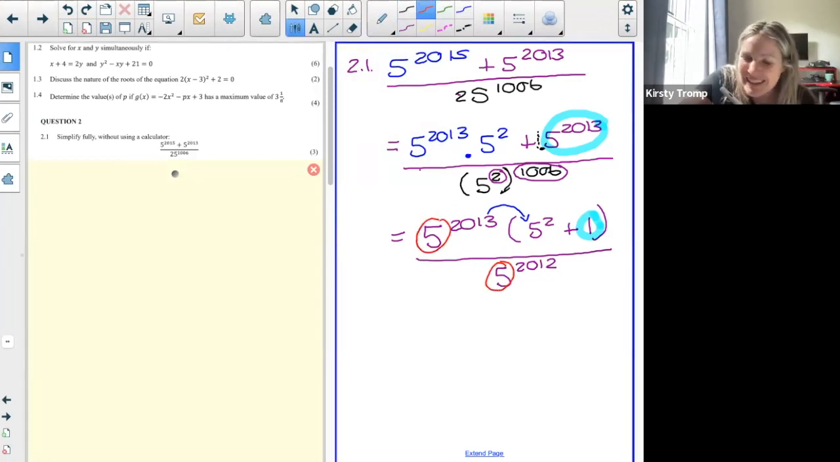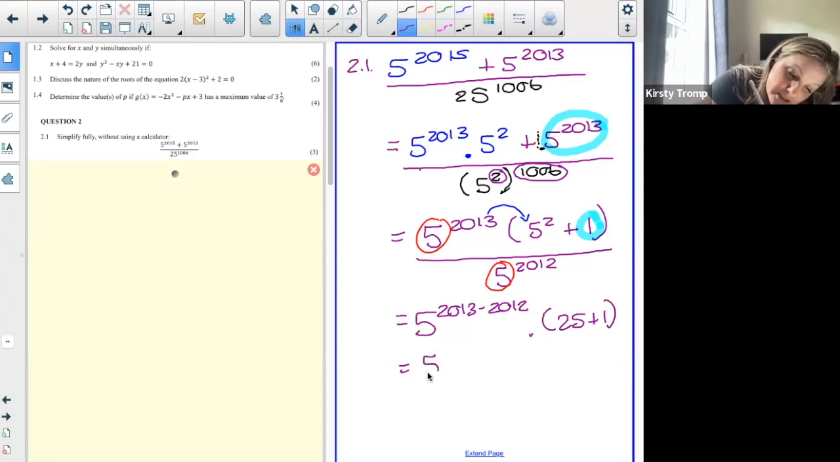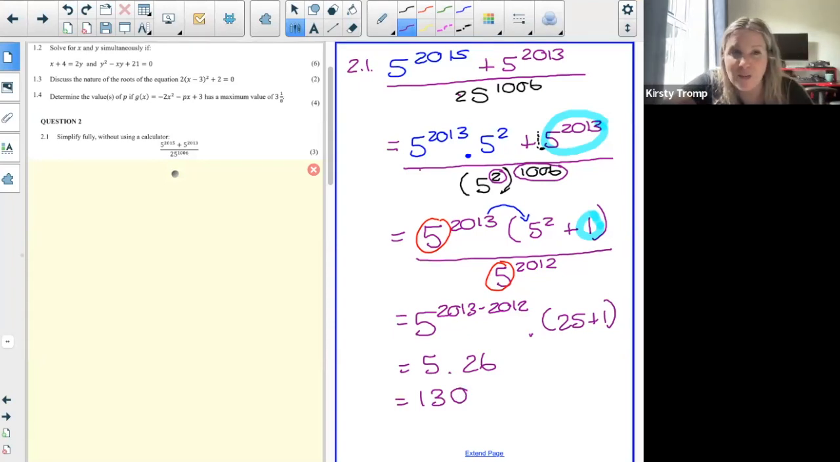Okay, so what can I do? I've got common bases and I'm dividing by common bases, so I can keep the base and subtract the exponents. Hey, remember that rule? You're keeping your exponent rules. Times 5 to the power of 2 is 25 plus 1. So 5 to the power of 2013 minus 5 to the power of 2012 is 5 to the power of 1, which is 5, times 26, which gives me 130. I hope that makes a little bit more sense now.